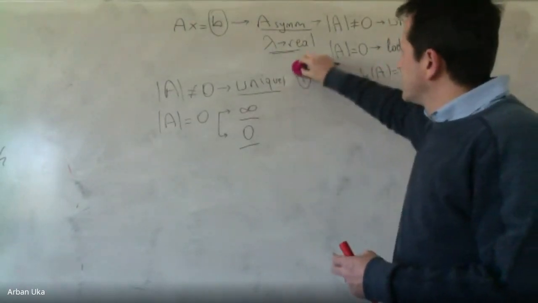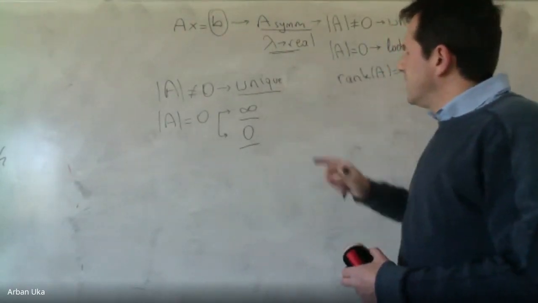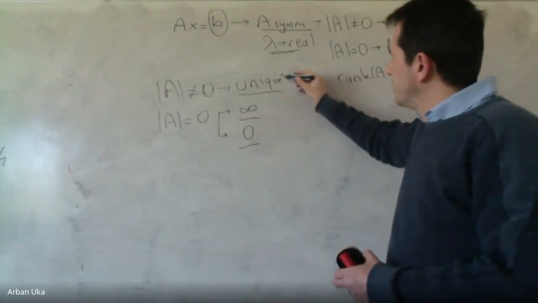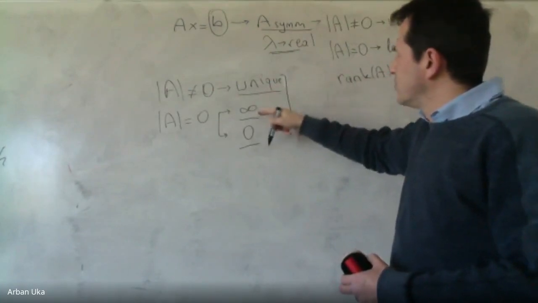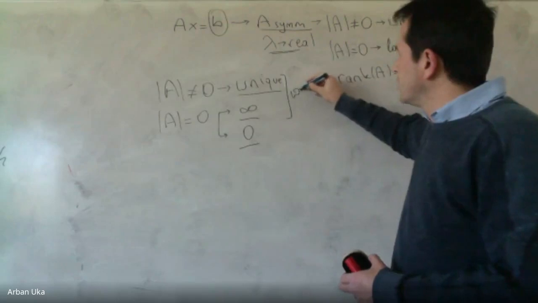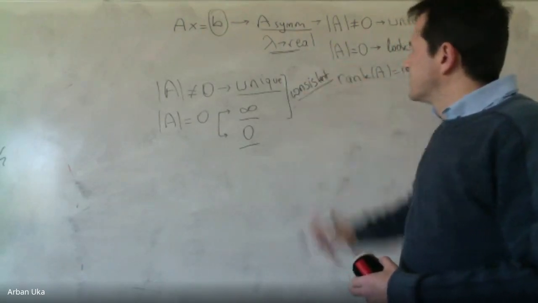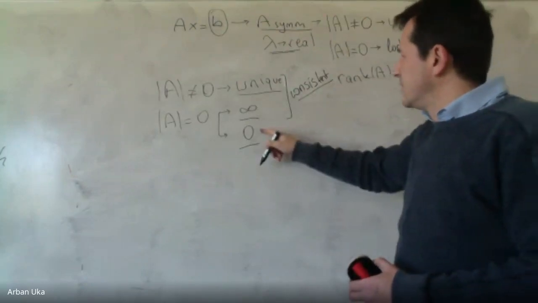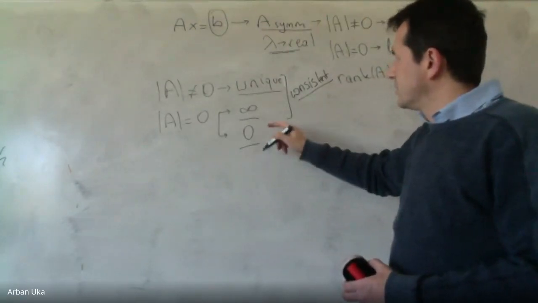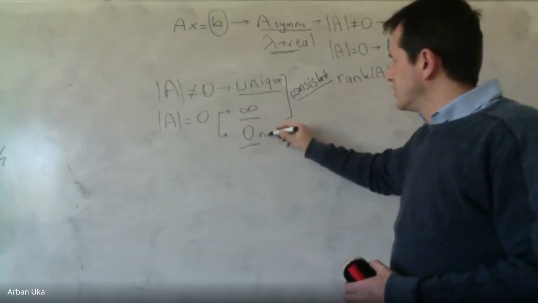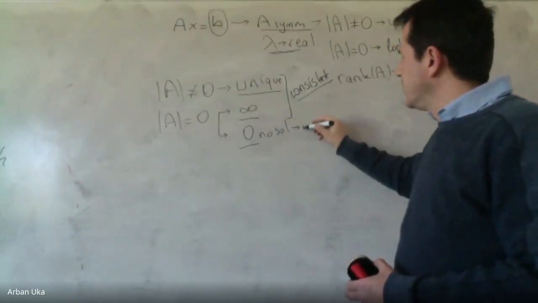So that's one categorization of the problems. Now, whenever we have these 2 cases, a unique solution or an infinite number of solutions, we call the system consistent. Consistent means that we have a solution. When you have no solution, we call this one inconsistent.